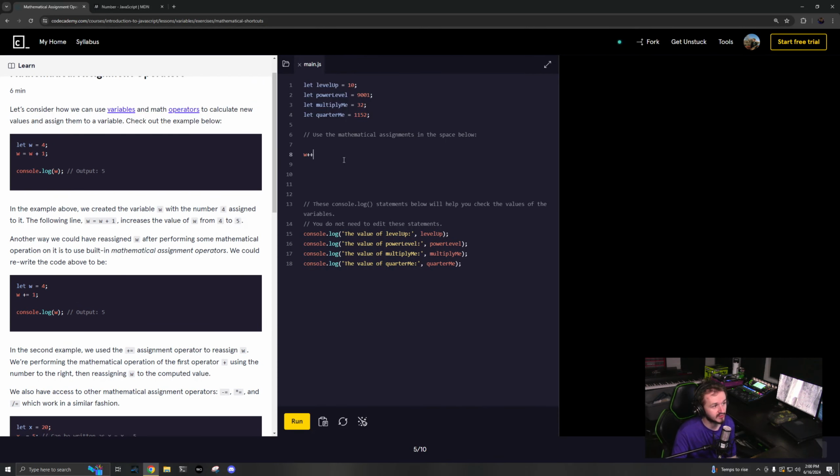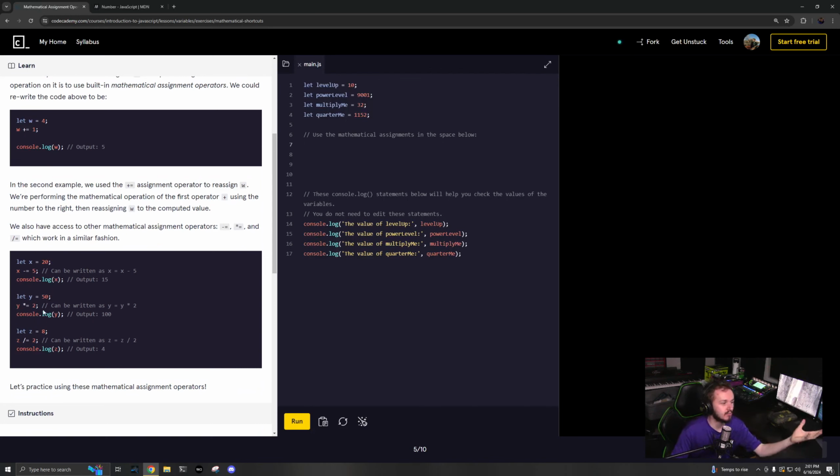But there are also other mathematical operations you can do. You can do w minus minus, which is w equals w minus 1. But you can't do that with w star star. That doesn't really make sense. W equals w times 1, w equals w divided by 1, that doesn't make sense. You're just reassigning it to itself.